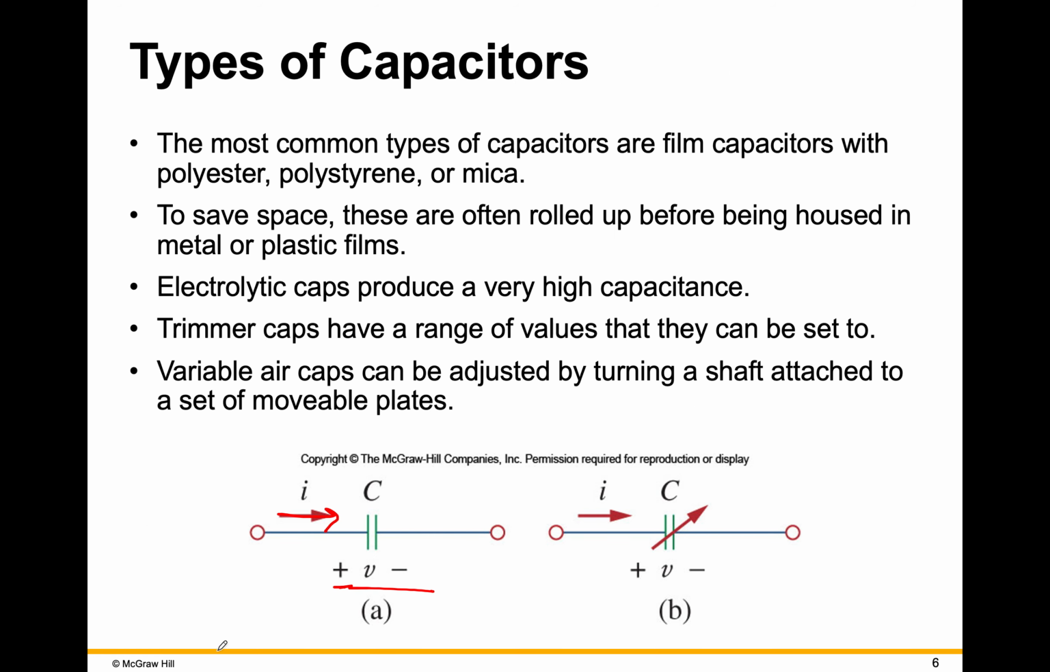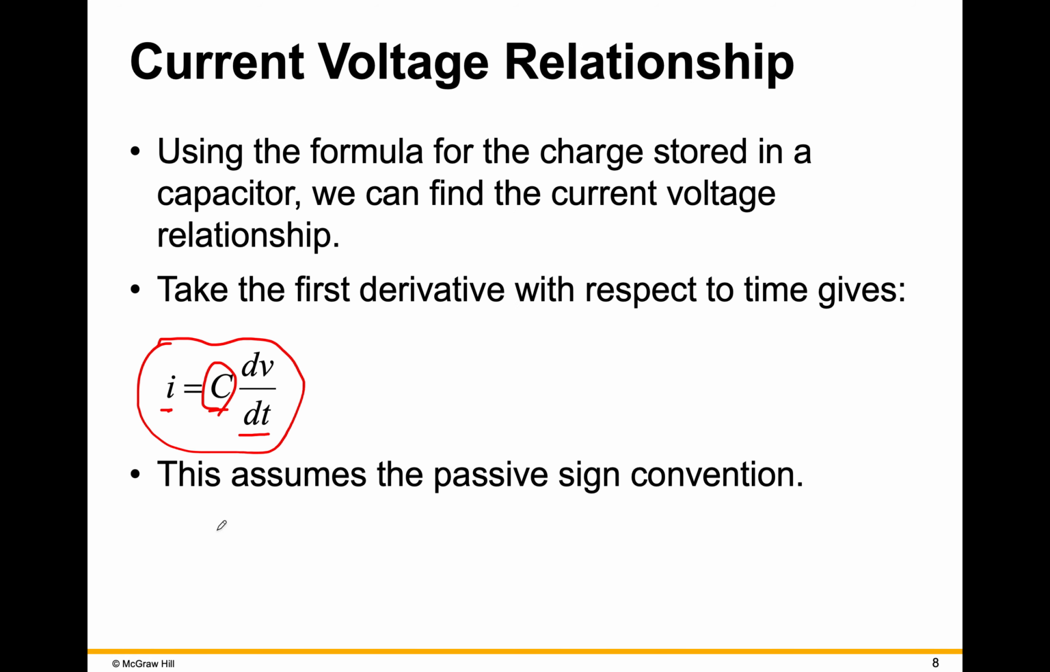I want to go back to the formula for the current compared to the voltage, and I want you to notice a couple of things. First of all, if the voltage is a constant, so if the voltage is DC, the derivative of a constant is equal to 0. So what that means is no current flows in the capacitor under DC conditions.